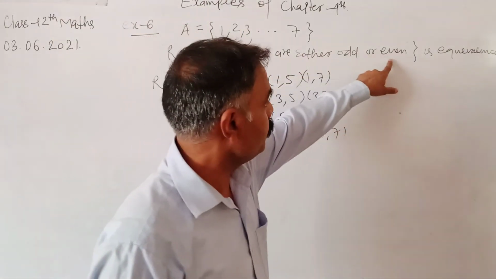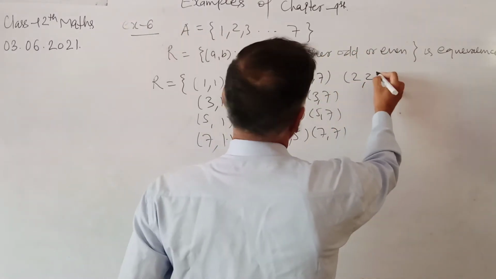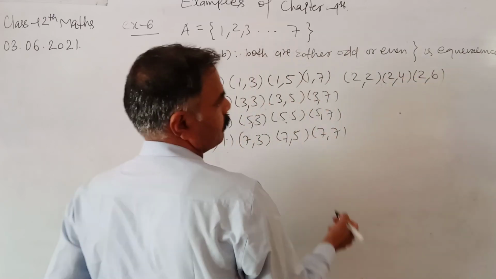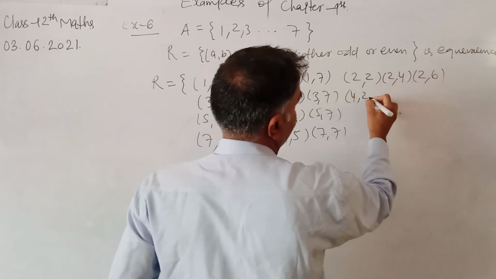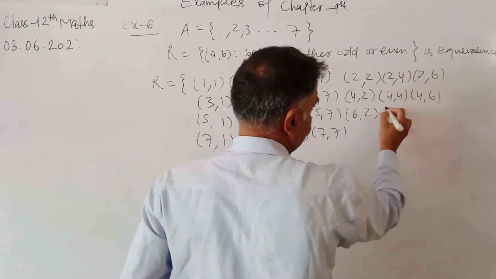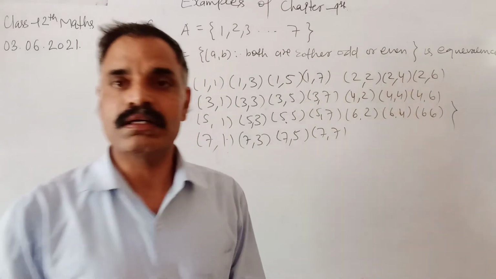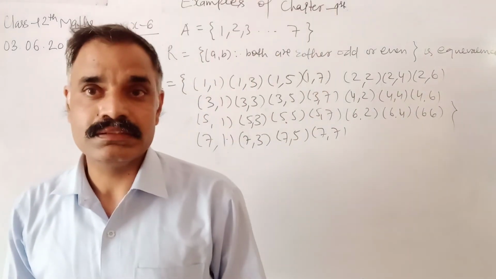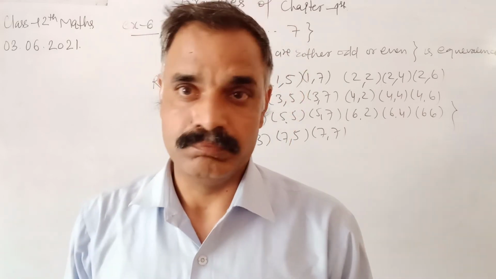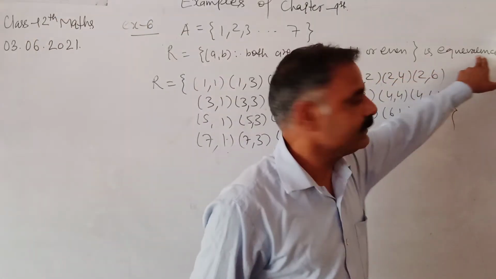Odd number is related to odd, and even is related to even. Both elements are either even. So 2 is related to 2, 4 and 6. Similarly 4 is related to 2, 4, 6, and 6 is related to 2, 4, 6. So this is the roster form of the given relation. The relation was given in set builder form and we have converted it into roster form. Now we have to show that the given relation is an equivalence relation.